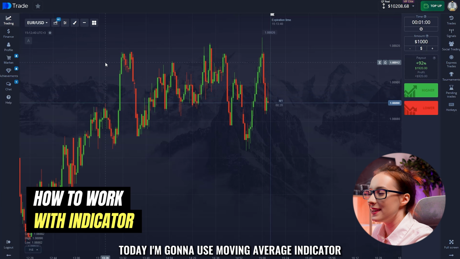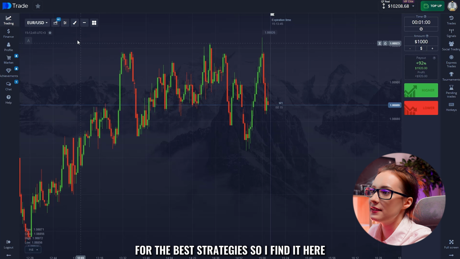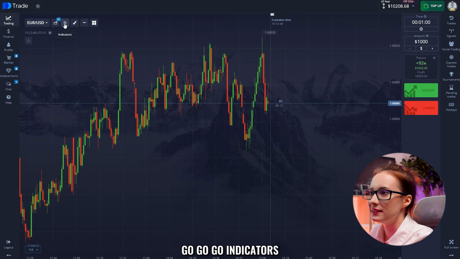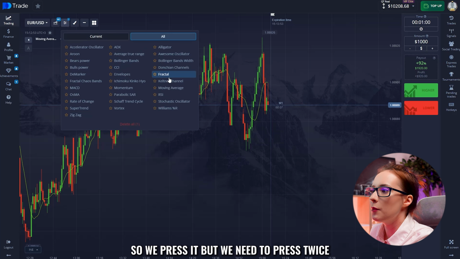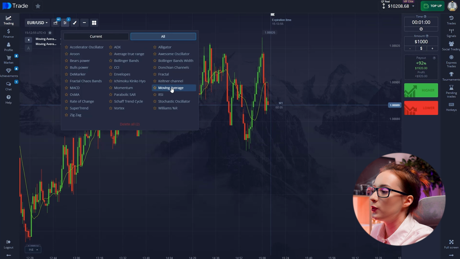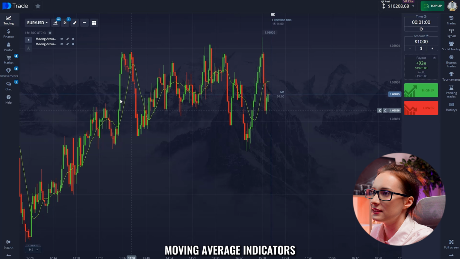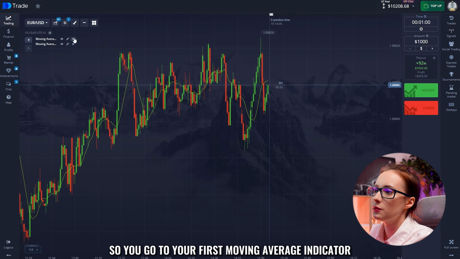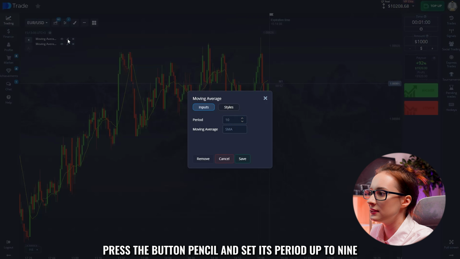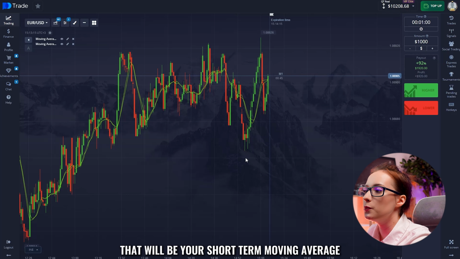Okay, now today I'm going to use the moving average indicator, or the best strategy. I find it here. Go to the indicators button, and moving average. Here it is. We press it, but we need to press twice. So we apply to our chart two moving average indicators. What you need to do is to edit them. You go to your first moving average indicator, press the pencil button, and set its period to 9. Here it is, save. That will be your short-term moving average.